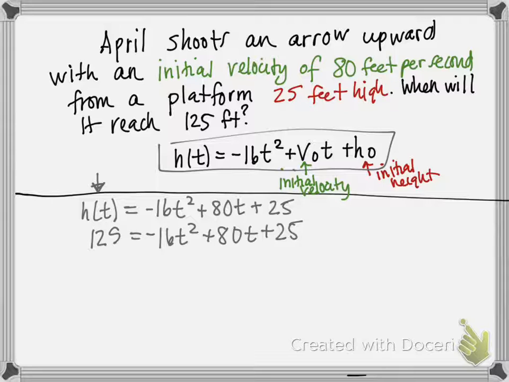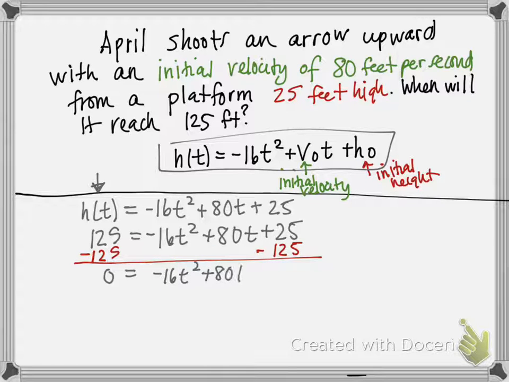So in order to solve a quadratic, the first thing you need to do is make sure it's equal to 0. So I'm going to move the 25 over by subtracting 125 from both sides. So I am left with 0 is equal to negative 16t squared plus 80t, and this gives me minus 100. The next thing I'm going to do is notice that all three terms have a common factor of 4, so I could factor out a 4 from all three terms. So this gives me negative 4t squared plus 20t minus 25.